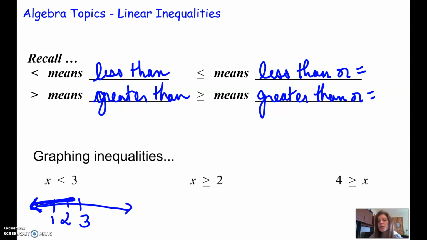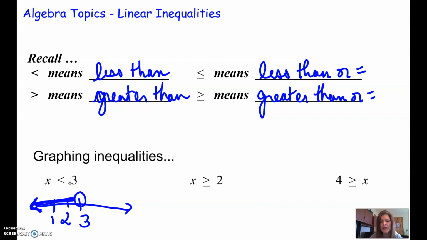Now I could include 2.9, 2.999, 2.9999999 as many times as I want, but I can't include 3. So to show that 3 is our boundary point but not included in my solution set, I would use an open unfilled circle. That's probably the notation you're familiar with. We will talk about a slightly different version of notation in just a moment.